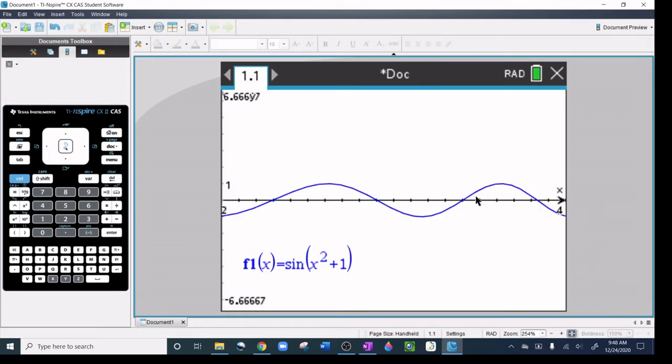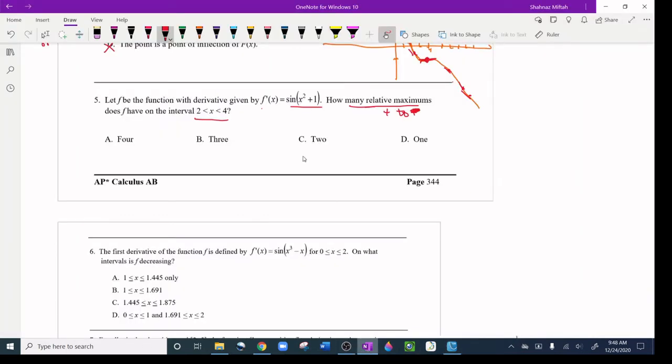This one is negative to positive, so only 2 that I have. I think I have 2 point relative maximum right here and right here. These are 2 relative maximum, so we can say 2.